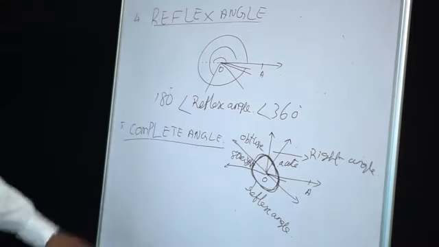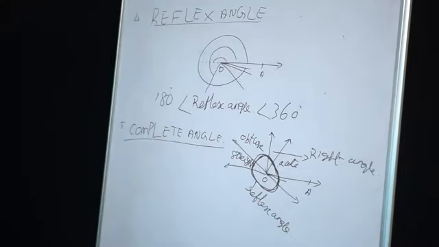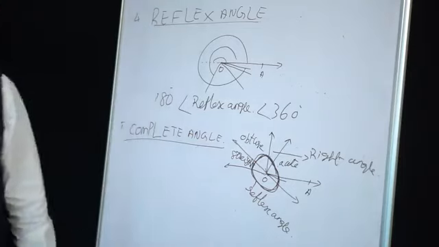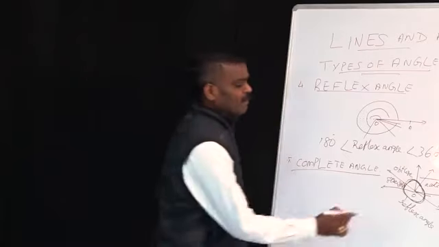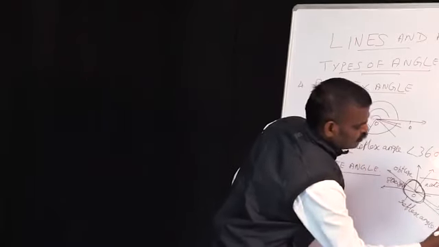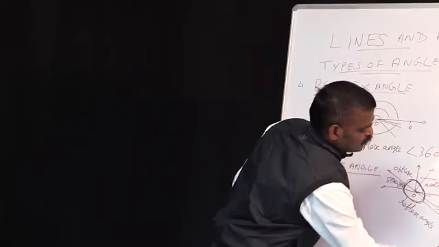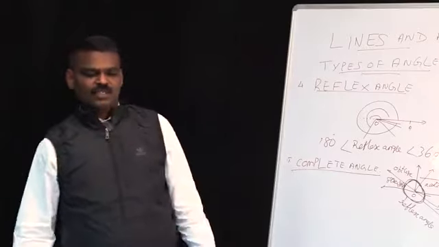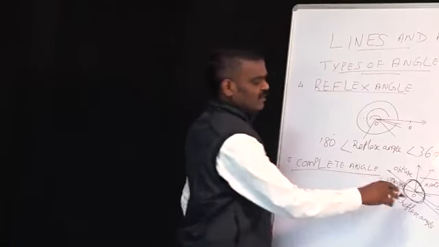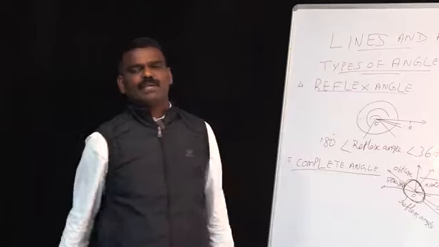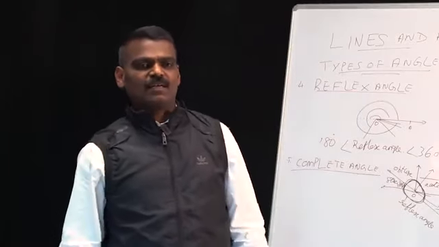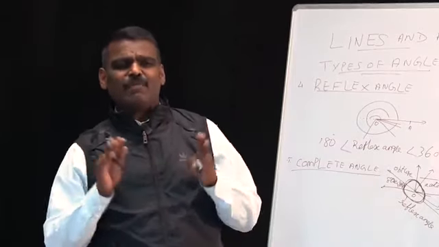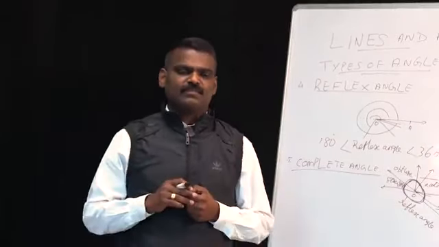what is the shape of this figure? Yes, well known. Circle. Am I right? That is called what angle? Complete angle. So, in a complete angle, there are no more angles here. All the angles are included in the complete angle. Clear? Now, the question is, what is the magnitude of a complete angle?